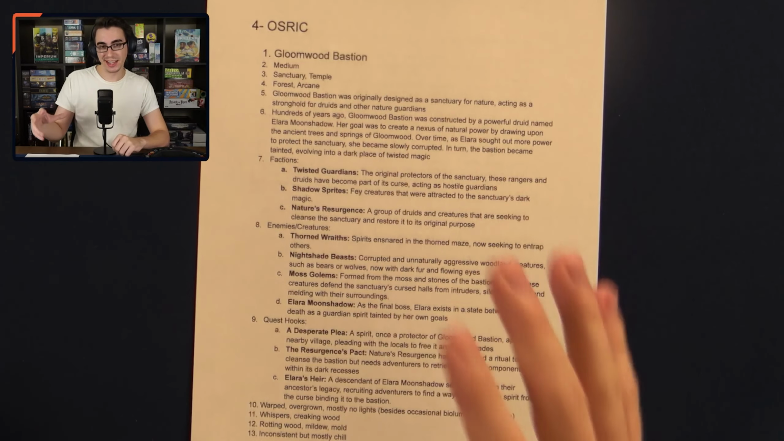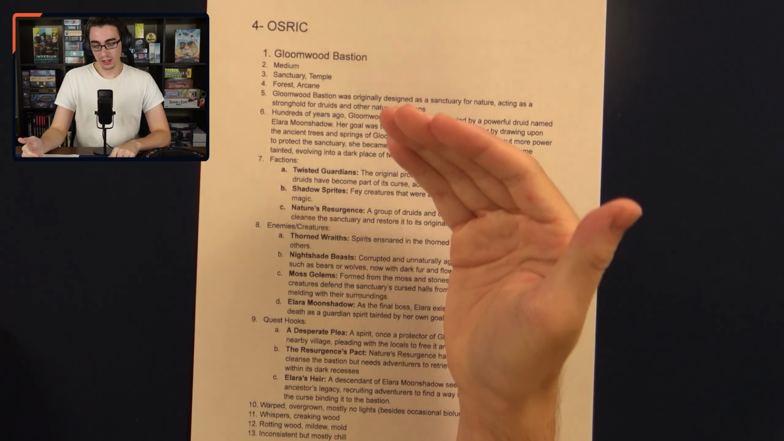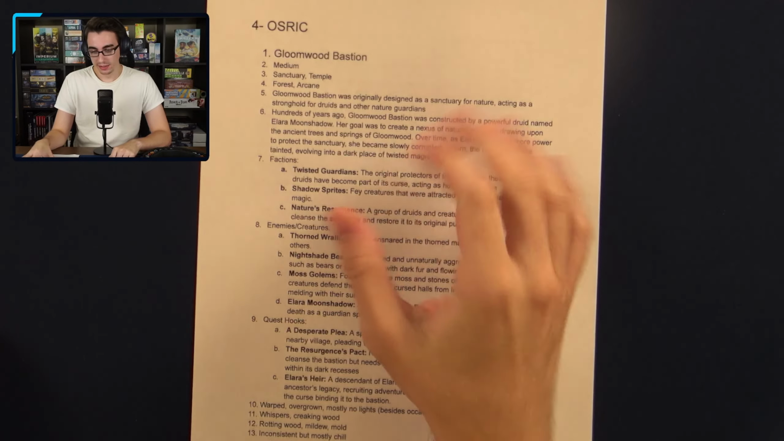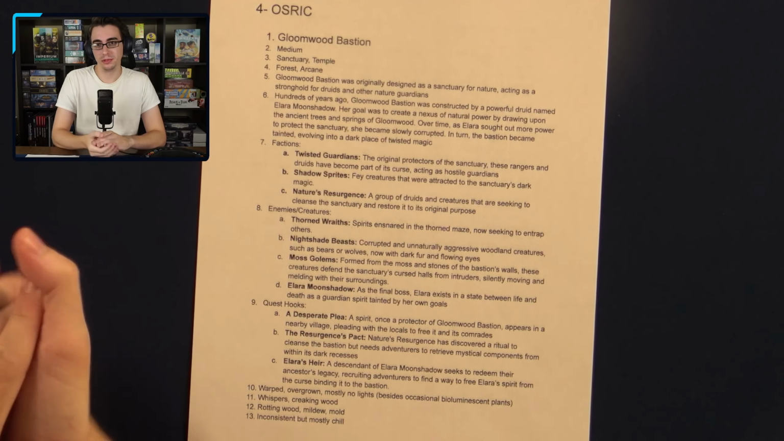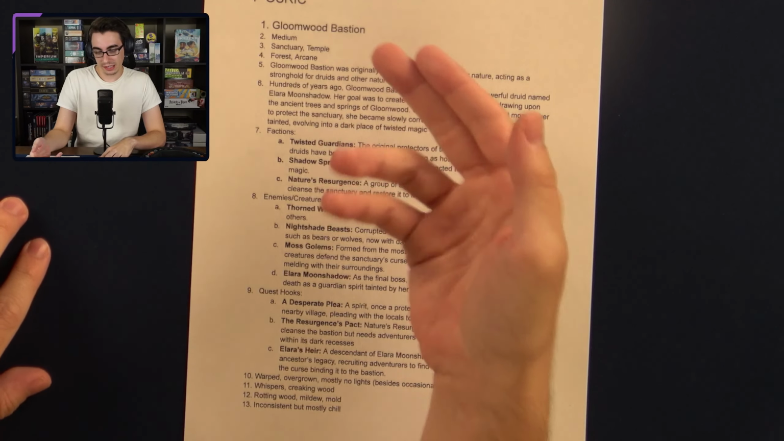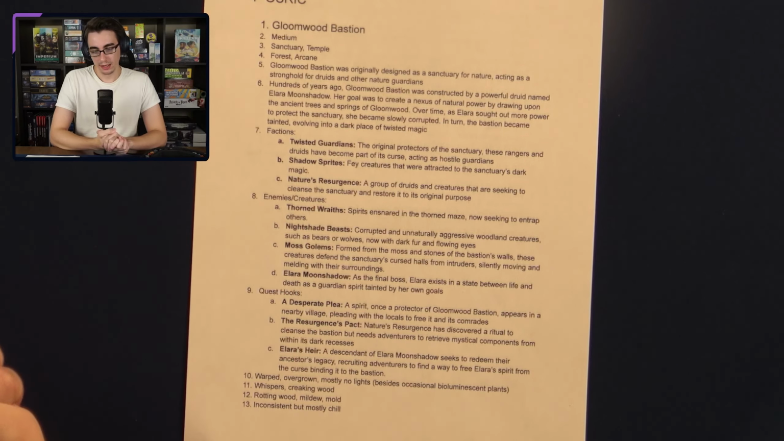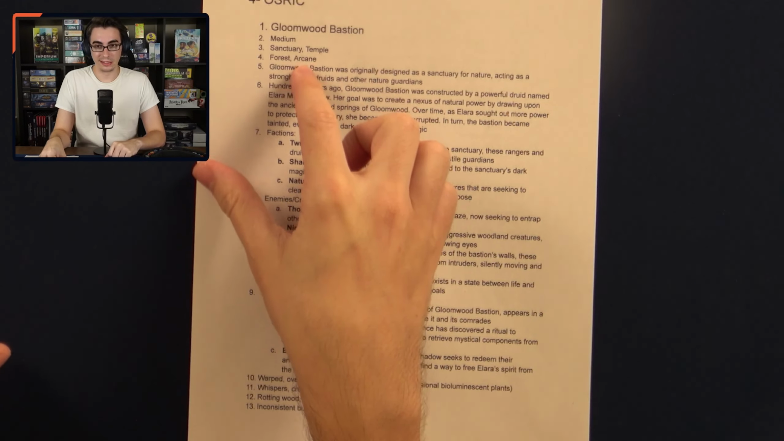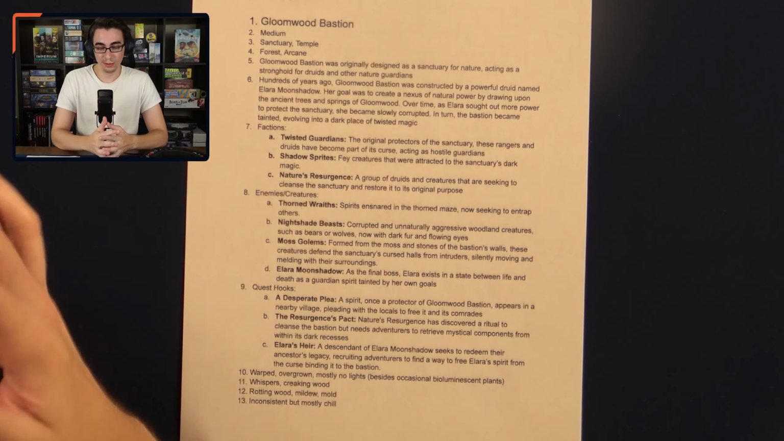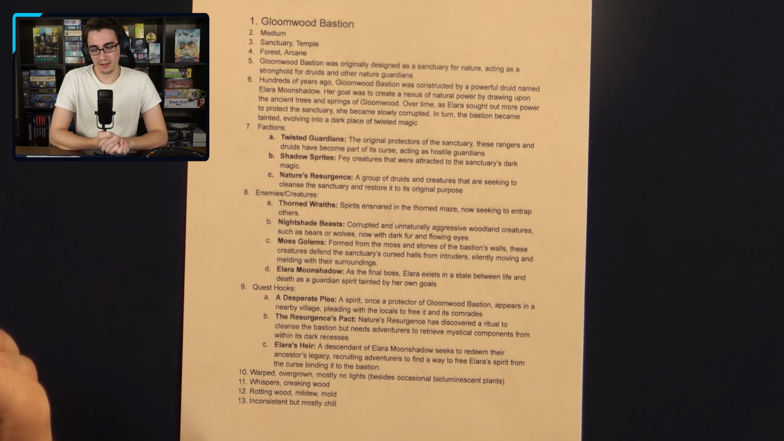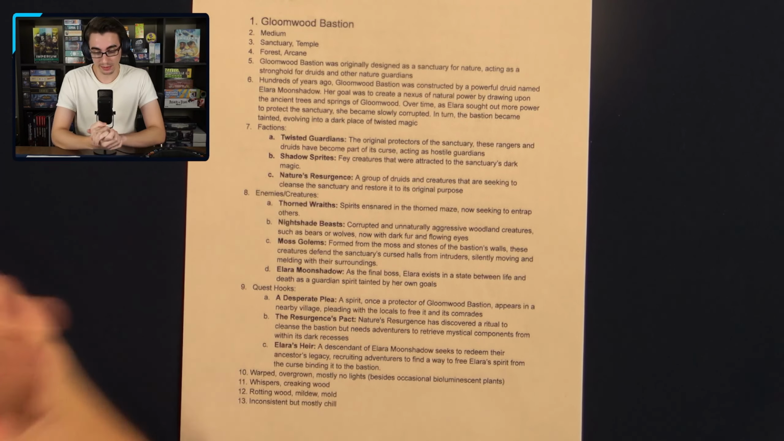All right, so here's the outline I have prepared for today's dungeon, which is going to be titled the Gloomwood Bastion. This is going to be a medium-sized dungeon, so approximately 10 rooms, give or take. Then for the type, it's going to be a sanctuary and a temple. As far as detail tags, it's going to be mainly forest, because it's a forest temple sanctuary, and then arcane, because there's going to be a lot of magic in this temple.